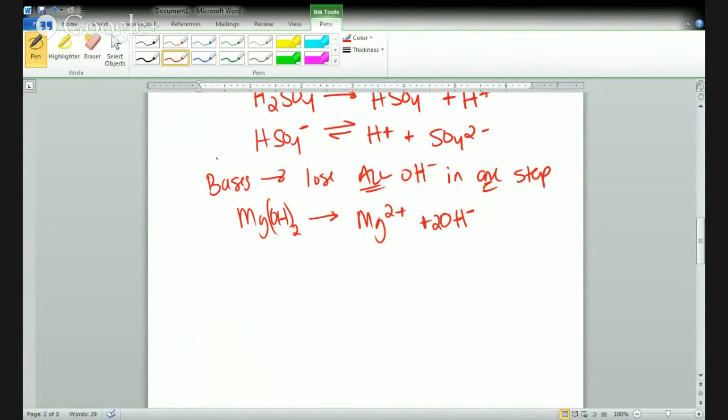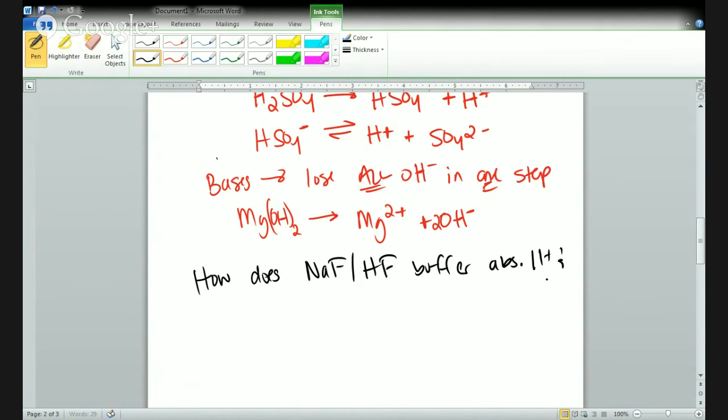All right, so I've got a question about a buffer. So talking about how it will absorb acid or bases when it's added. So the example buffer that was asked was about NaF and hydrogen fluoride. So NaF and HF. So how does a NaF HF buffer absorb H plus and OH minus? All right, so I'm going to draw a picture first. I'm going to write some equations.